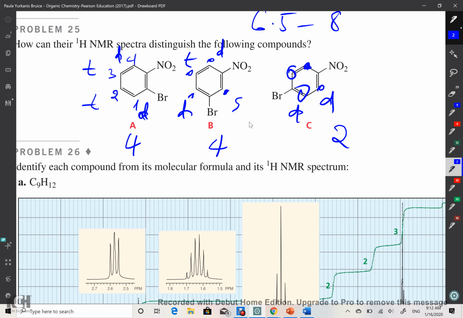I'm sitting in my office and my door is open. If you understand NMR, it becomes the easiest thing on earth because it's just a puzzle. But if you don't understand it, it will be like a nightmare.